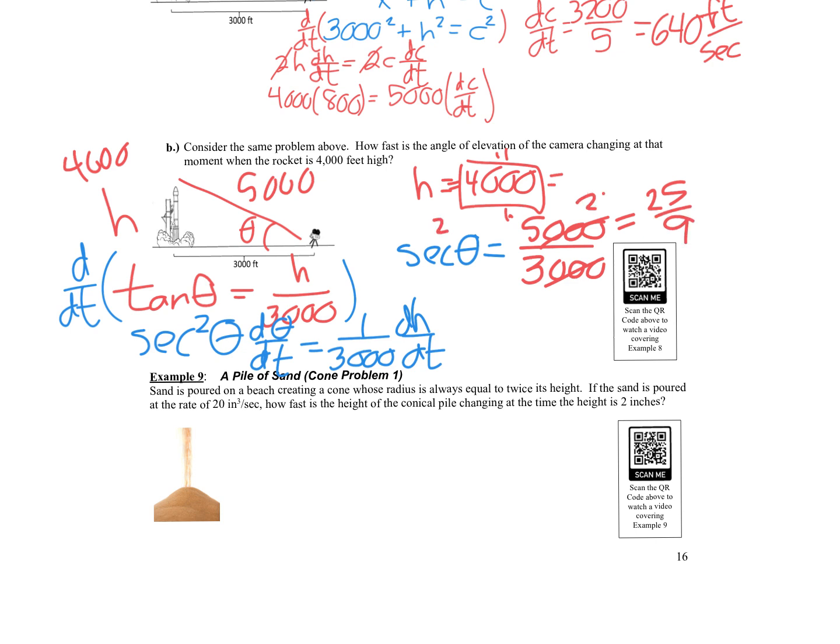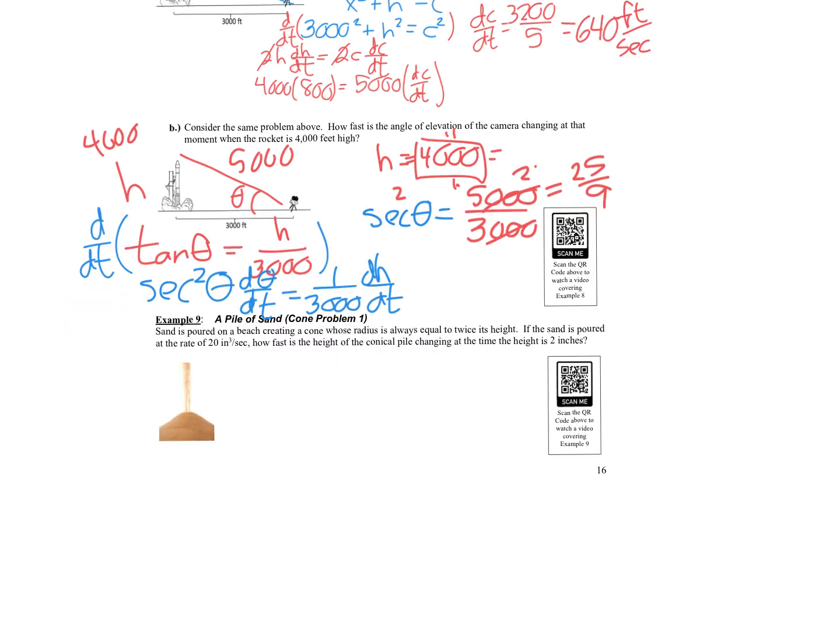Because remember, I can do anything I want after we took the derivative. We're now at secant squared theta d theta dt. That ship has sailed. We're literally measuring the changes now. So I can use that sample point. So what am I going to have here? Secant squared theta was just 25 ninths times d theta dt, which we're trying to find. And what's on the right? 1 over 3,000 times dh dt, which was what again? Is that 800 from before? Is that where we are? Okay, so still 800.